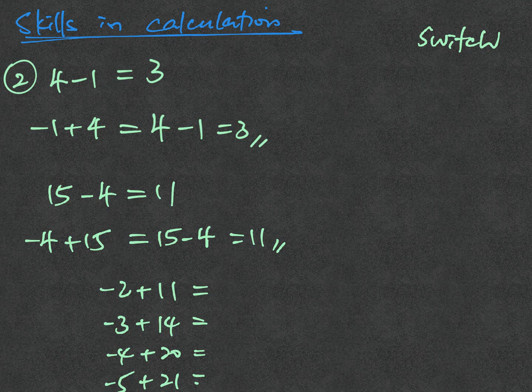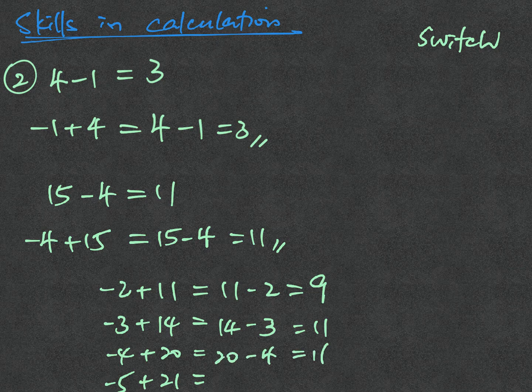Oh, I forgot to count the time. So let's check the answers directly. The first one should be 11 minus 2, which gives you 9. Next one, 14 minus 3, equal to 11. Third one is 20 minus 4, which gives you 16. And lastly, 21 minus 5 should be 16 as well. Easier, right? Now we come to the next one, a harder one.